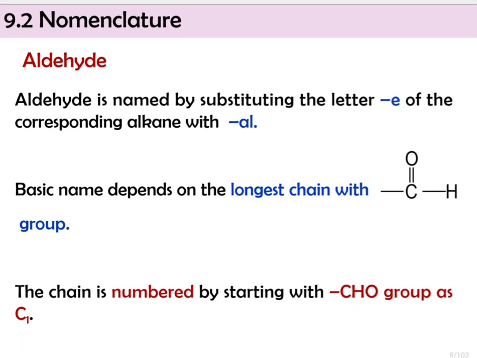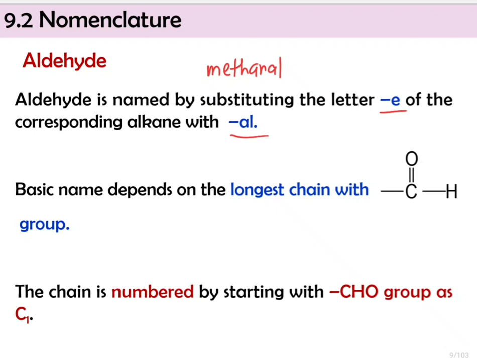Okay, so for the nomenclature, saya akan asingkan cara penamaan for aldehyde and ketone. So first kita nak tengok untuk aldehyde dahulu. So aldehyde is named by substituting the letter E with al. Okay, contoh, kalau saya ada satu karbon, kalau dia alkane, dia akan jadi methane. Okay, so kalau dia aldehyde, padam E ini kita akan gantikan dengan al. Jadi dia jadi methanal. So methanal, ethanal, propanal and so on lah.